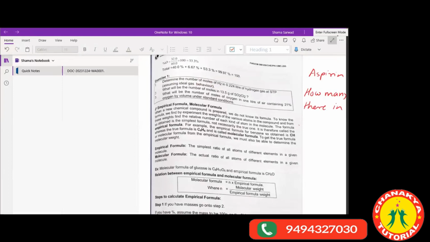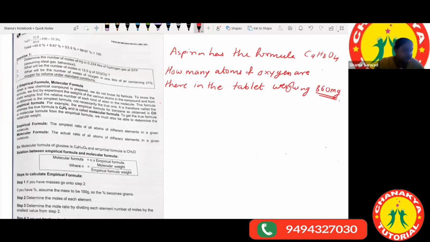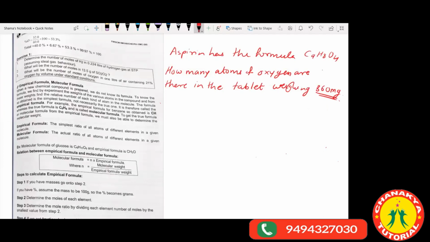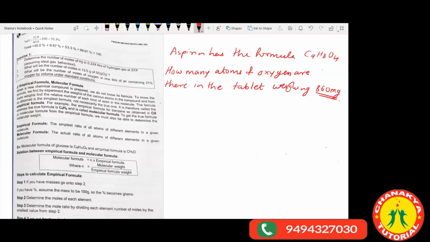Ma'am, what you will do? The molar mass of aspirin is 180 grams. So in 360, you have to calculate the molecular weight, correct? Yes, ma'am. So how will you calculate it? Molecular weight for the aspirin you calculate. Ma'am, it's 180.